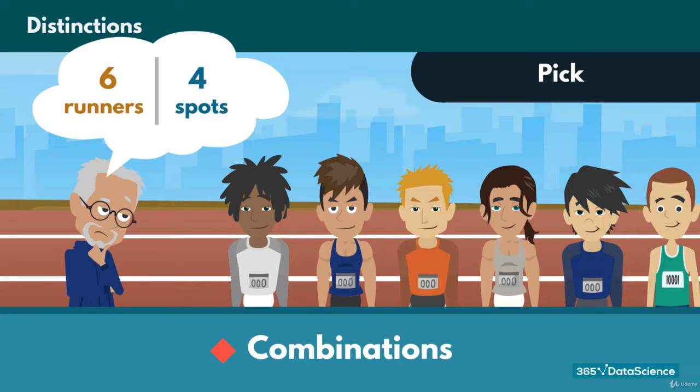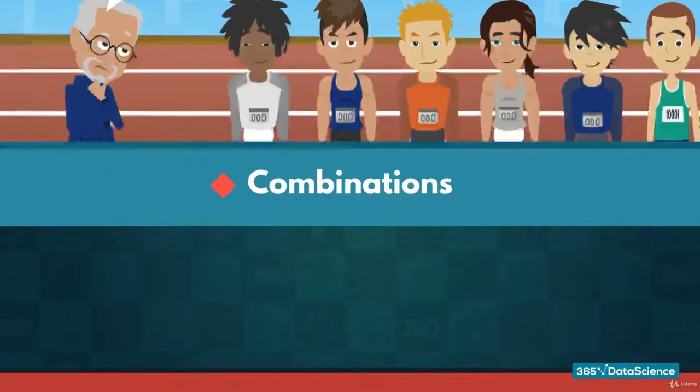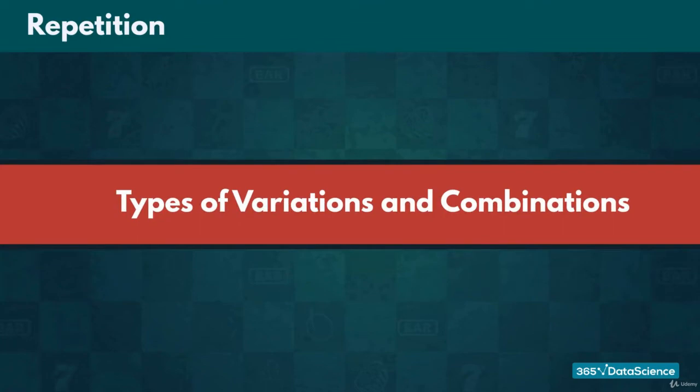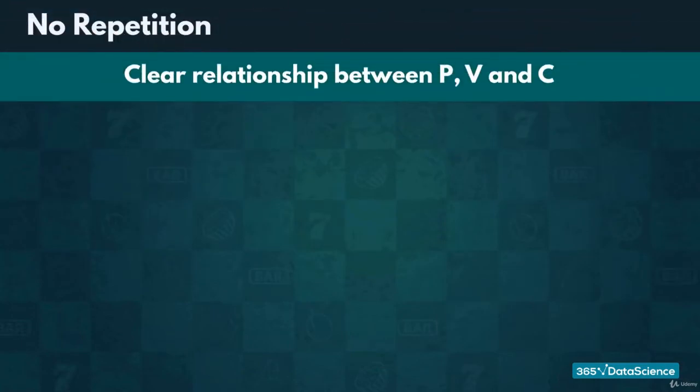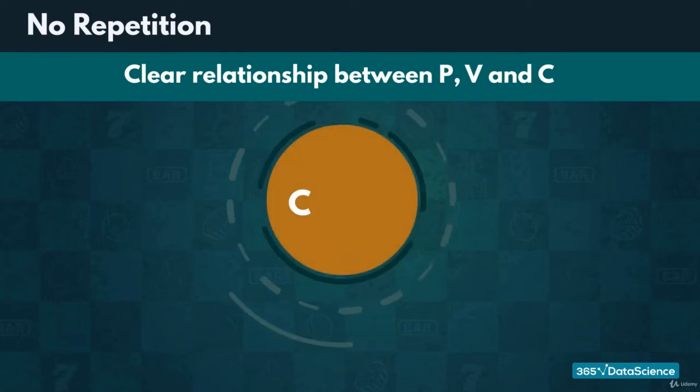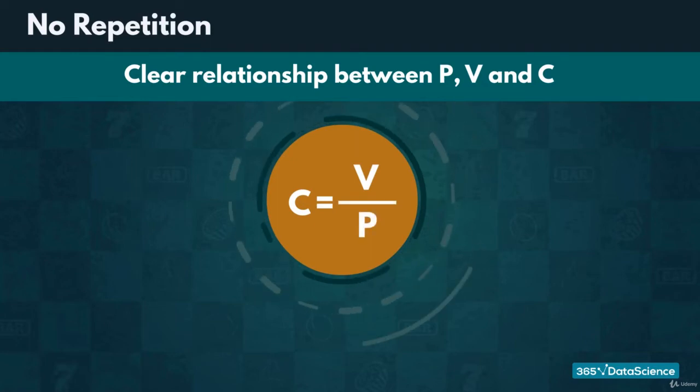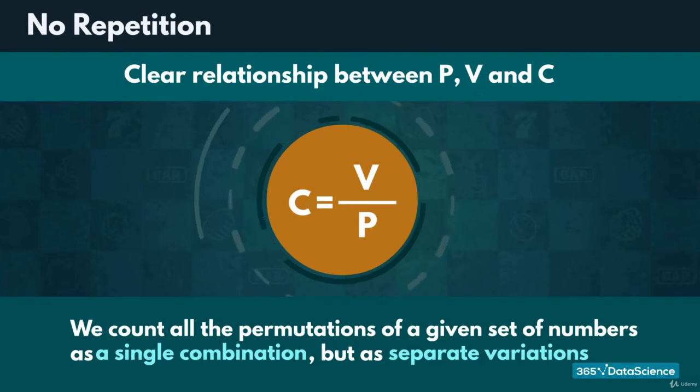Perfect. Another important topic we discussed is that there are 2 types of variations and combinations, with and without repetition. When we explore those without repetition, we see a clear relationship between permutations, variations, and combinations. The number of combinations equals the number of variations divided by the number of permutations. That is because we count all the permutations of a given set of numbers as a single combination, but as separate variations.